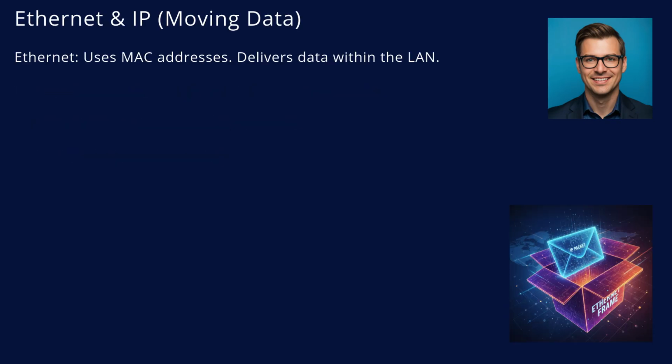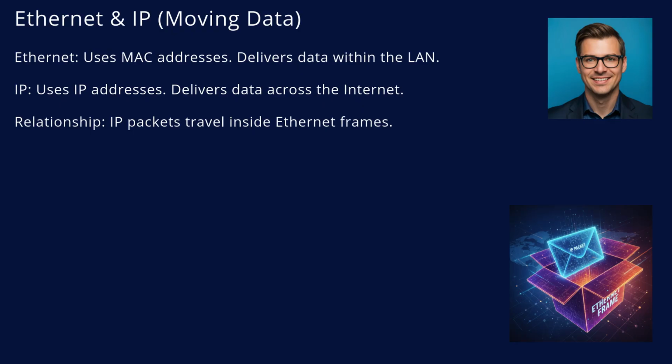First, moving data. Ethernet uses MAC addresses to deliver data locally, within your office or home. It's the local WAN driver. IP uses IP addresses to deliver data across the world. It's the international shipping system. Remember, the IP packet travels inside the Ethernet frame until it reaches a router.